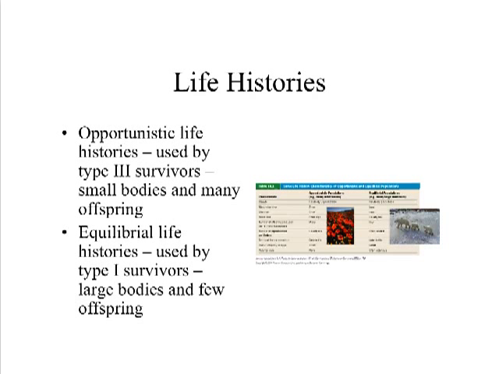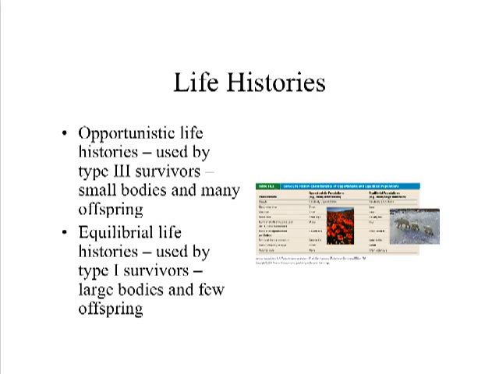Versus equilibrial life histories, which are kind of used by those type 1 survivors, those larger animals that only have a few offspring. Obviously they have to take opportunities in the environment to survive, but they're not taking every opportunity. They can have kind of a balance between, okay, I don't have to eat every fish that I see washing onto shore because I know that I am big enough and large enough to go and either hunt more or kill something else or something like that.